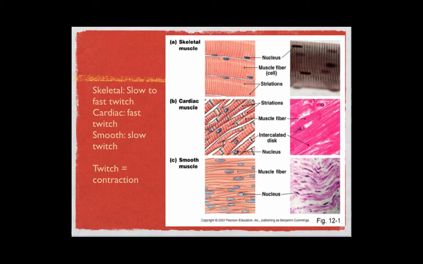The main difference is that fast twitch are capable of producing powerful, fast movements, but fast twitch muscles tire more quickly, whereas slow twitch muscles produce slower movements, but they have better endurance. Cardiac muscles in general are mostly fast twitch fibers. Smooth muscles tend to have primarily slow twitch fibers.